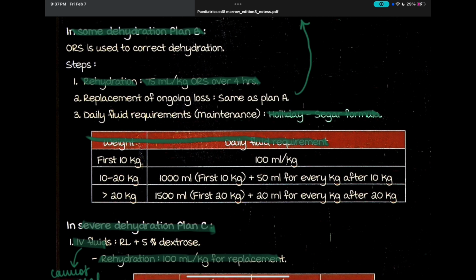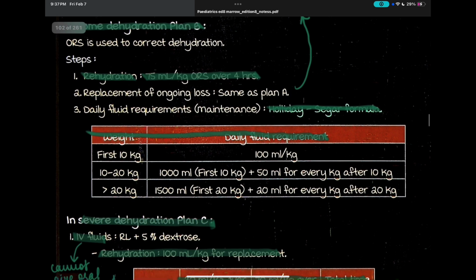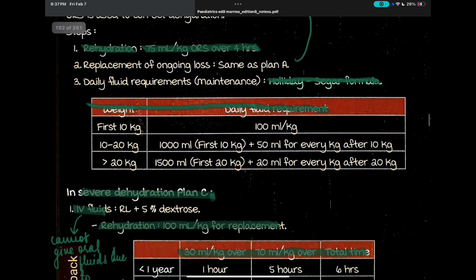ORS is used to correct dehydration. Rehydration 75 ml per kg ORS over 4 hours. Replacement of ongoing losses same as plan A. Daily fluid requirements maintenance, Holliday-Segar formula.